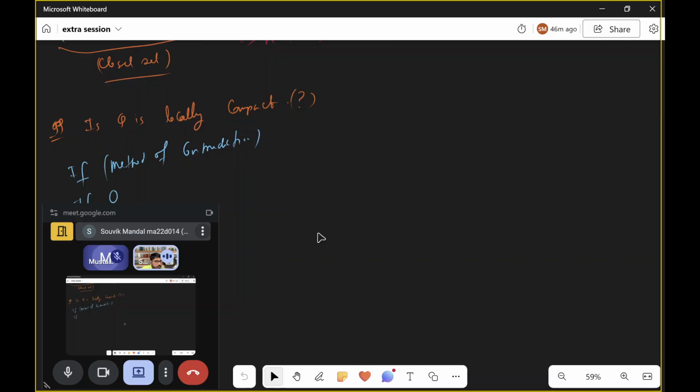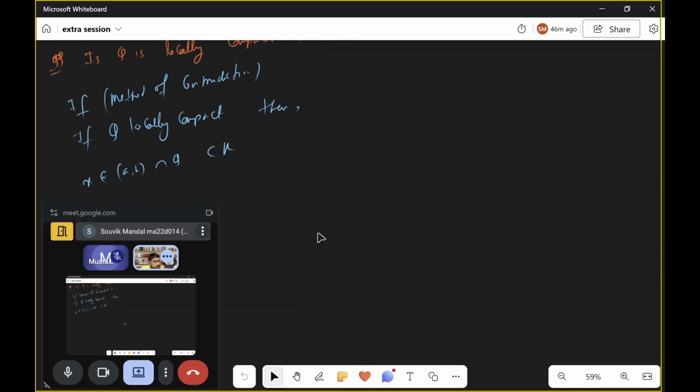If Q is locally compact, then what we can do is that we choose a point x, and that x will lie in a compact set which is inside some open set. Okay, now what we'll do, we'll choose a sequence Rn such that this sequence Rn goes to x.